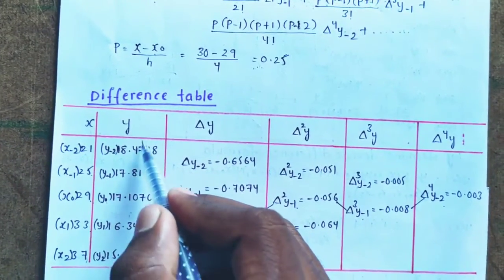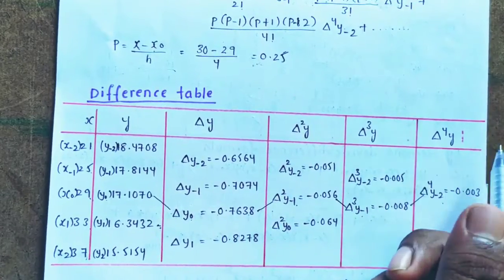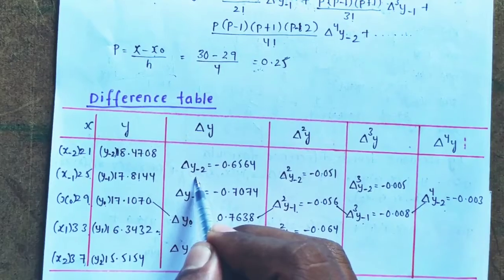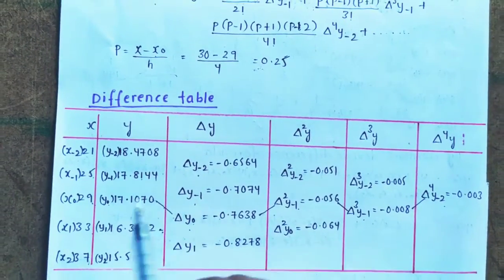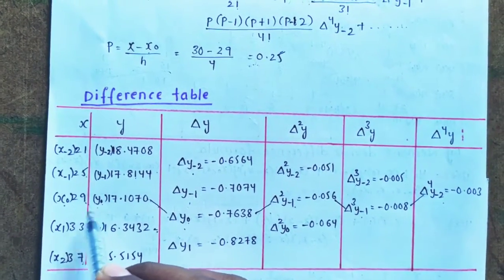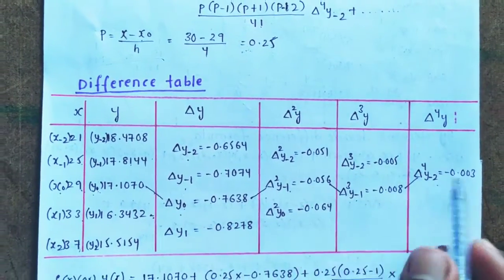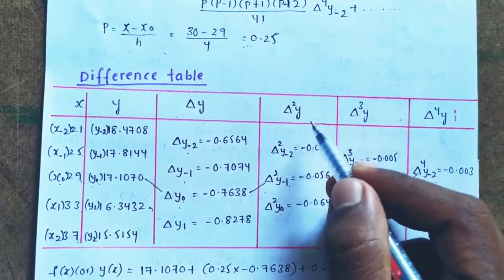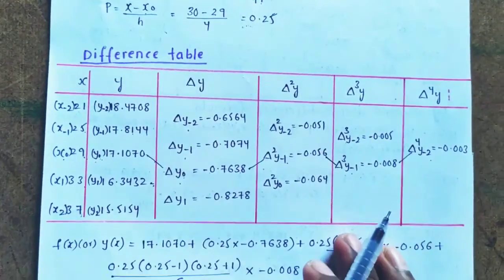We already know how to find del y, del square y, del cube y and del power of 4 y. Here the difference is given: the first value is delta y minus 2 and the second value is delta y minus 1, and we already know we choose x naught value as 29, and the corresponding value of y naught is this one. Choose the path, find out the values of delta y, del square y, and substitute these values in the given formula.